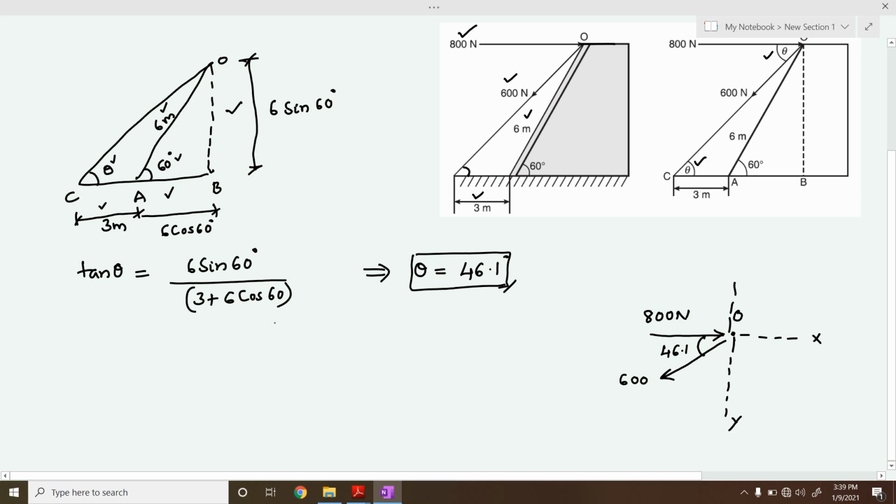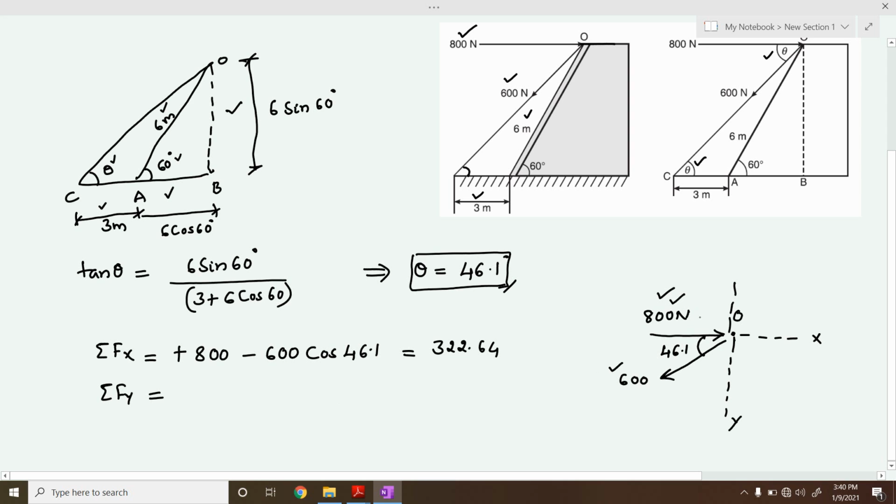Based on this, let us calculate the magnitude and direction of the resultant force. Let us calculate summation of Fx. If you see the 800 Newton force, the arrow is going to move towards the right side, therefore it is plus 800. We need not resolve it because it is already acting horizontally. Then next we have the 600 Newton force. If you resolve it along the x-axis, it is going to move towards the left side, therefore it is minus 600 cos 46.1. If you simplify this, we get 322.64.